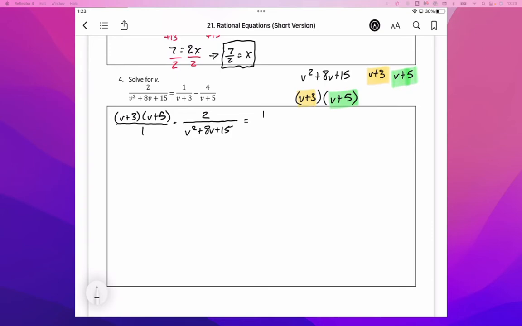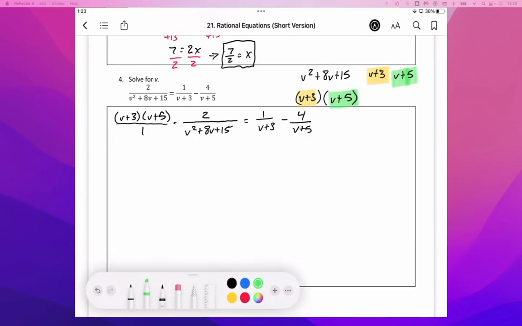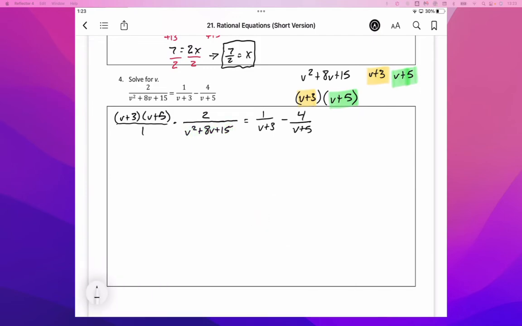And that is equal to 1 over v plus 3 minus 4 over v plus 5. And so this denominator right here, I want to factor that right now. It will just help me as we go ahead. So v plus 3 times v plus 5 over 1 times 2. And remember, if we factored that, we would get v plus 3 times v plus 5 equals 1 over v plus 3 minus 4 over v plus 5.